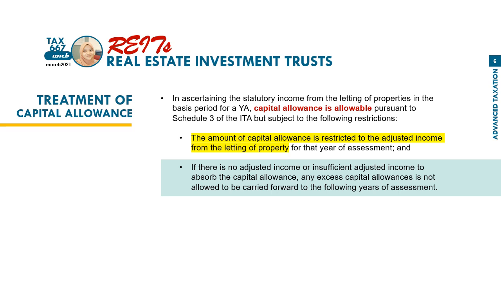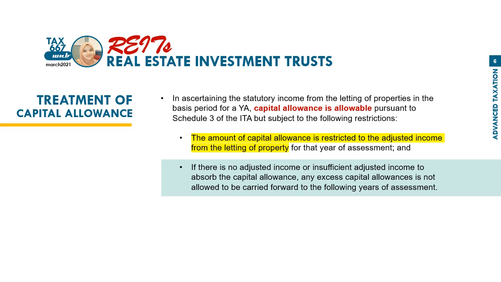So, I tukar sikit situation. My adjusted income for YA 2020 is 100,000 and my capital allowance I ada 120,000. Berapa yang CA yang I boleh tolak? I hanya boleh tolak sebanyak 100,000 sahaja sebab I punya adjusted income is only 100k. So apa jadi dekat yang lebih tadi tu? Yang 20,000 lagi tu sebab I ada CA 120,000.